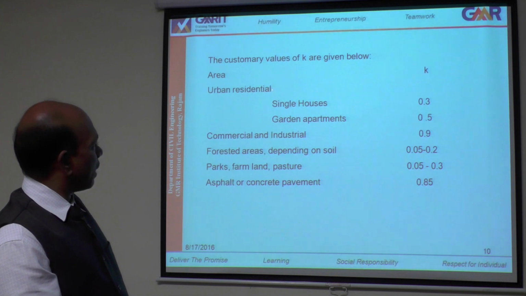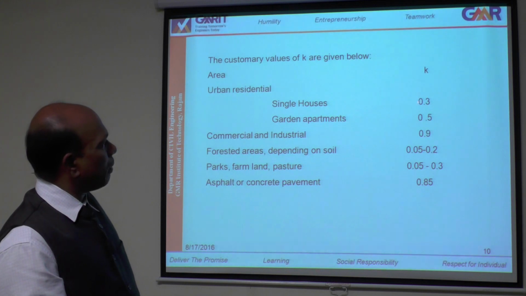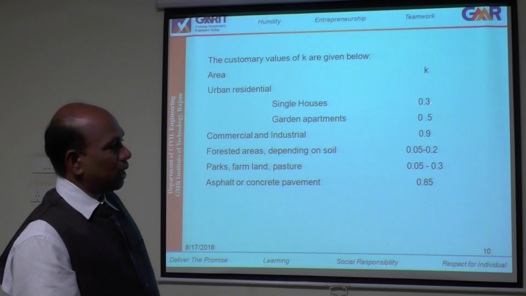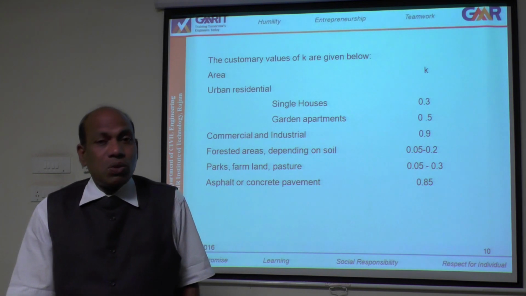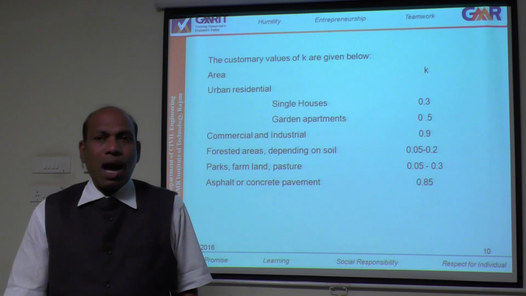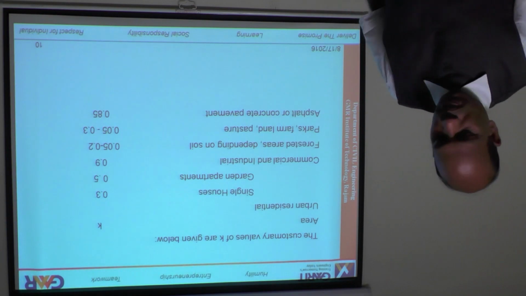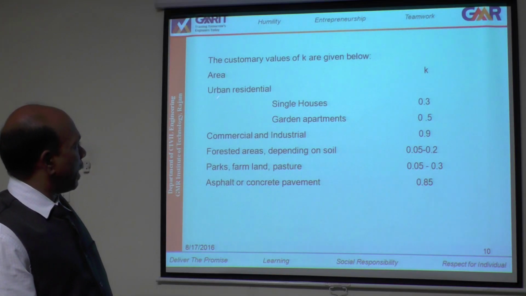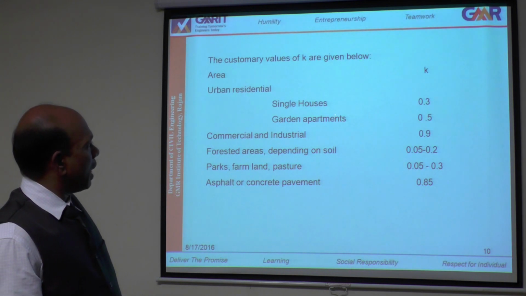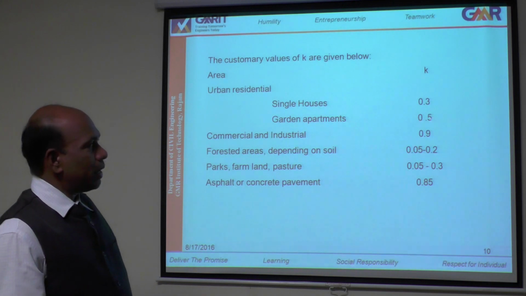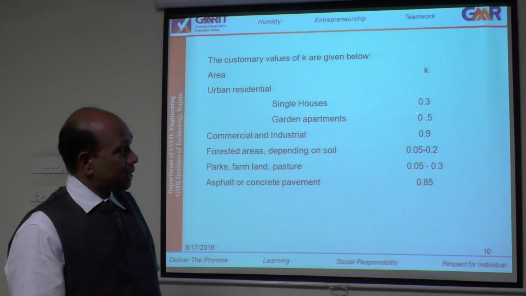Here, in urban residential areas, in the case of single houses, the K value may be taken as 0.3. That means, for example, for 10 centimeters of rainfall, R equals Kp, R equals 0.3 into 10, and the remaining 0.7 quantity of water flows above the ground surface. Here is the K value for different types of layers. In urban residential areas, the K value for a single house is 0.3, in the case of apartments 0.5. That means when the K value increases, the direct runoff value increases, right?